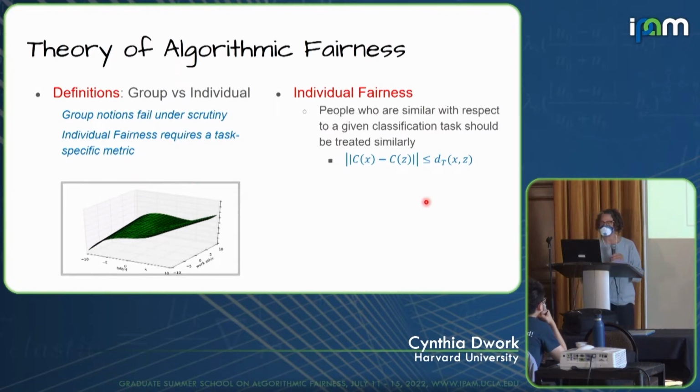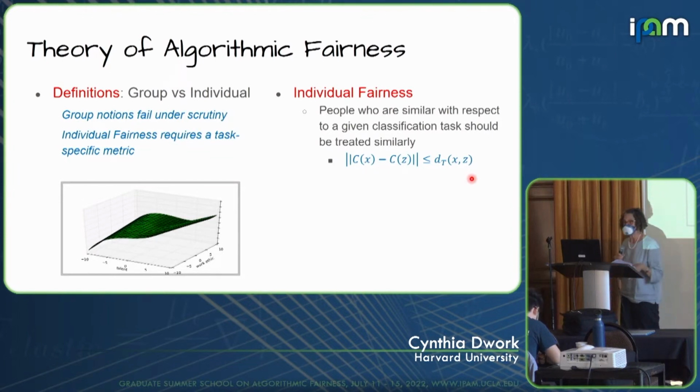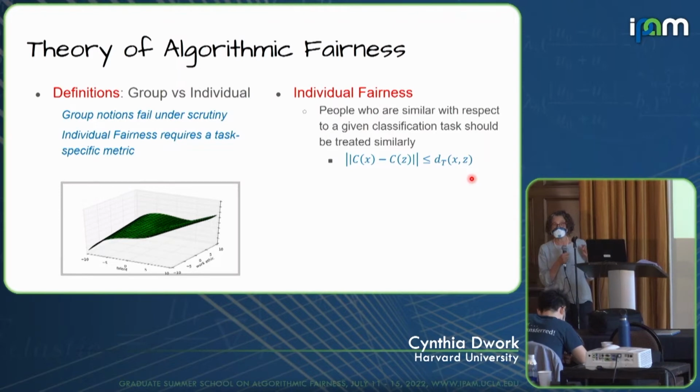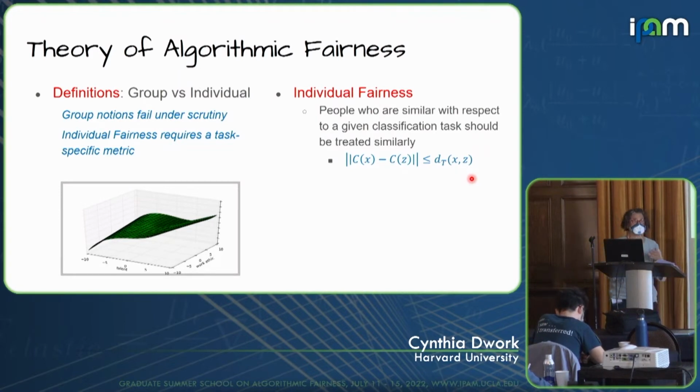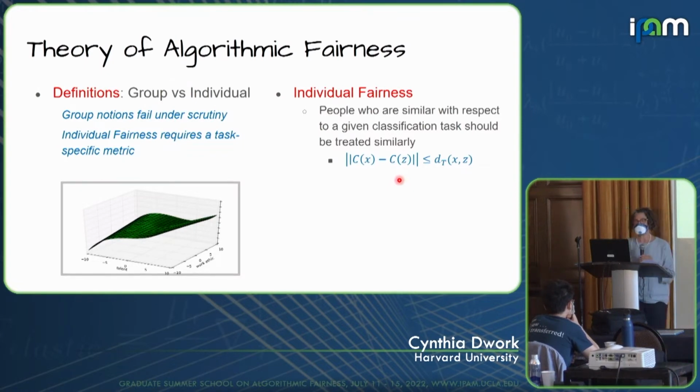All right, great. So this is a task-specific distance between X and Z, and our algorithms may be deterministic, but they might also be randomized. And if they are randomized, they'll give rise to probability distributions. And the probability distribution on outcomes that is assigned to individual X is very likely to be different than the probability distribution on outcomes assigned to individual Z. But we want to constrain this difference. So for people who are not at all similar, as far as this particular task is concerned, no constraints. But for people who are very similar, yes, there are constraints.